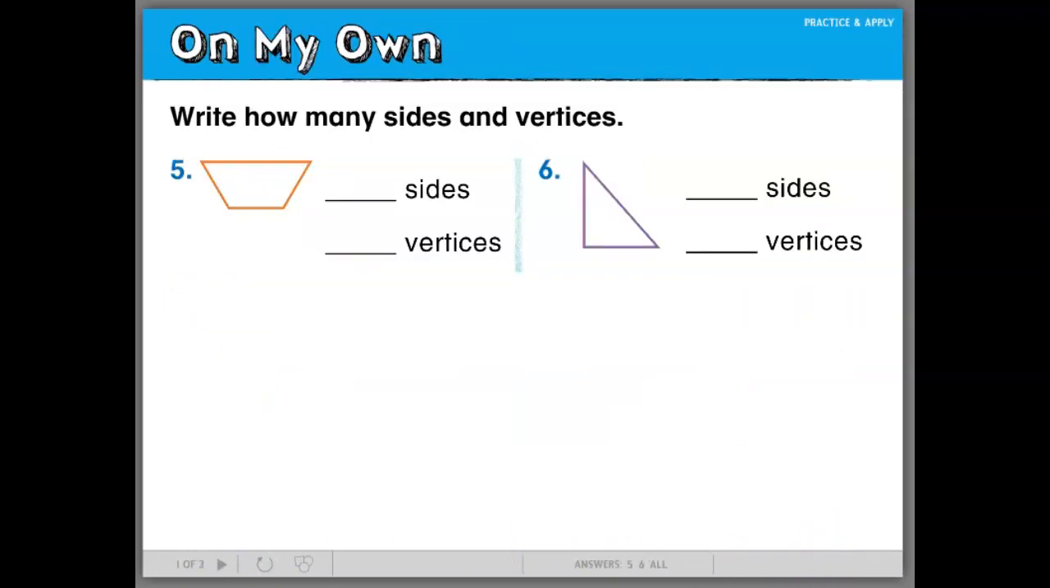Couple more practice problems. So number 5 on this shape, what shape is this? It's a trapezoid. How many sides does it have? 1, 2, 3, 4. And how many vertices? 1, 2, 3, 4. Very good. What shape is this? It is a triangle. And how many sides does it have? And how many vertices? 3 and 3.